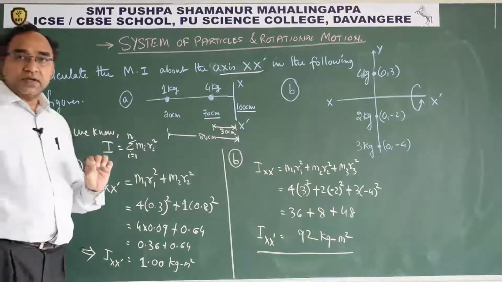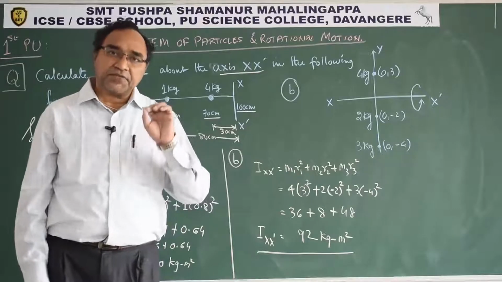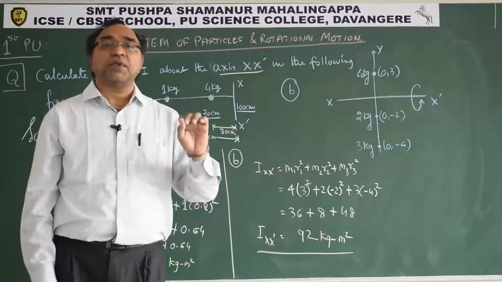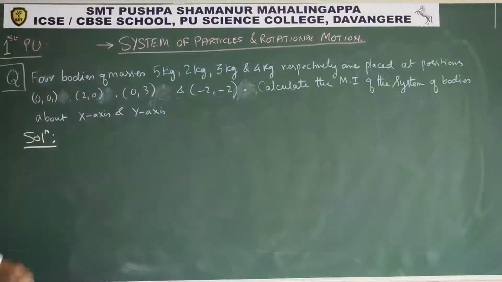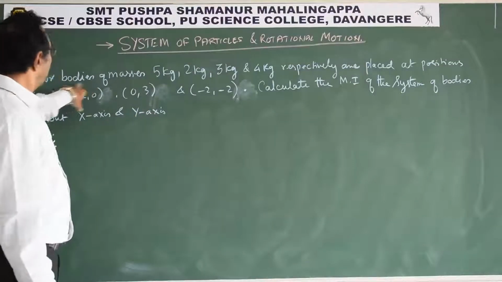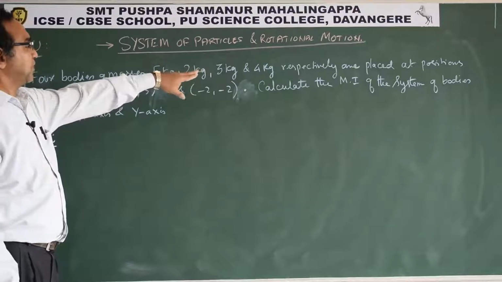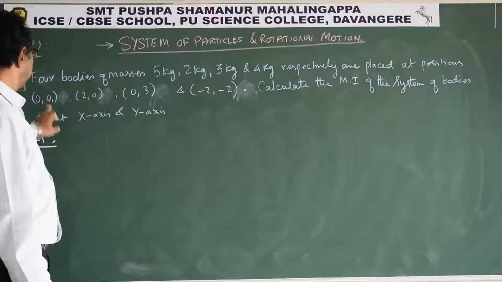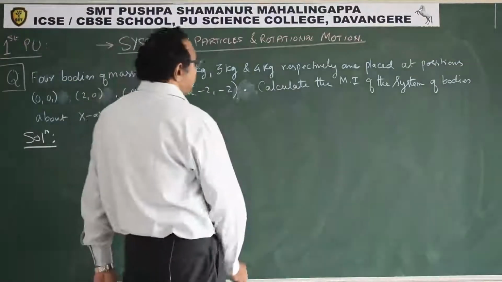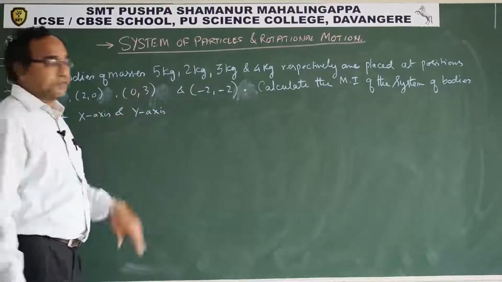It is only to be remembered that moment of inertia is nothing but mass times the square of the distance of the mass from the axis. Well students, the next question reads like this. 4 bodies of masses 5 kg, 2 kg, 3 kg and 4 kg respectively are placed at the positions 0, 0, 2, 0, 0, 3, minus 2. Find the moment of inertia of the system of bodies about x-axis and y-axis.